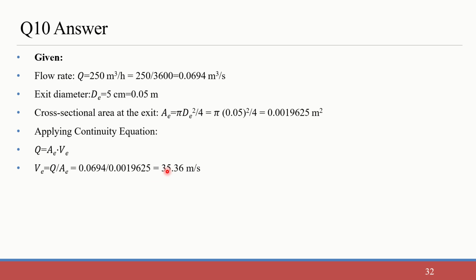We haven't done anything big, what we did is we just substituted in the formula, that is V equal to Q by A, and then we got the answer. So I hope it is clear. Now we will go to the next question.